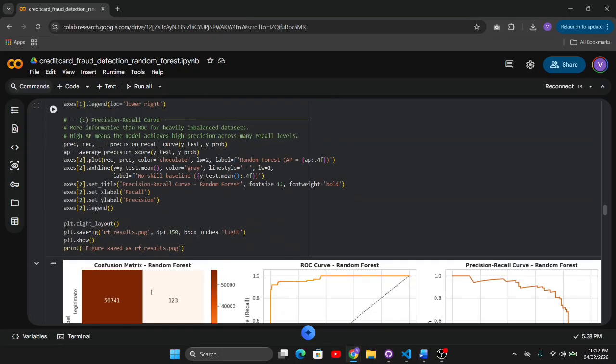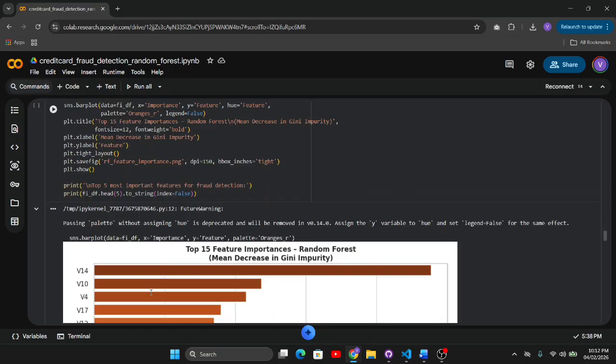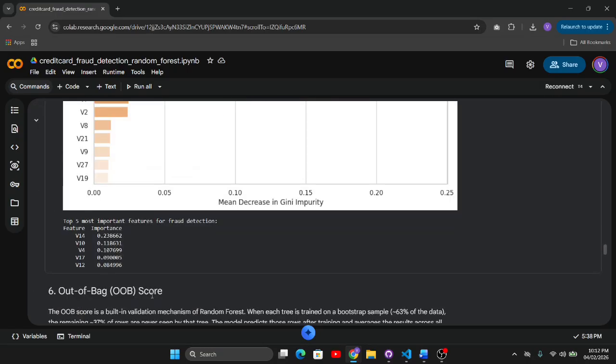Feature importance showed V14 as the strongest fraud signal at 0.24, followed by V10, V4, V17, and V12.